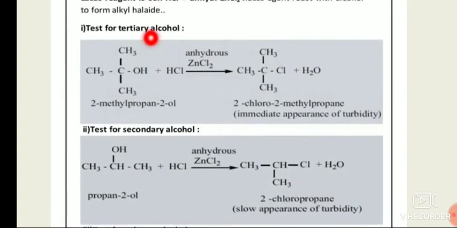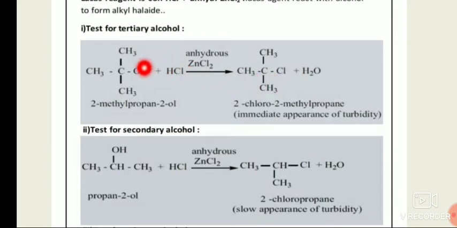First one, test for tertiary alcohol. Tertiary means three methyl groups present on a single carbon. Tertiary alcohol reacts with hydrochloric acid and zinc chloride. This mixture is called Lucas reagent. Tertiary alcohol reacts with Lucas reagent to form alkyl halides.